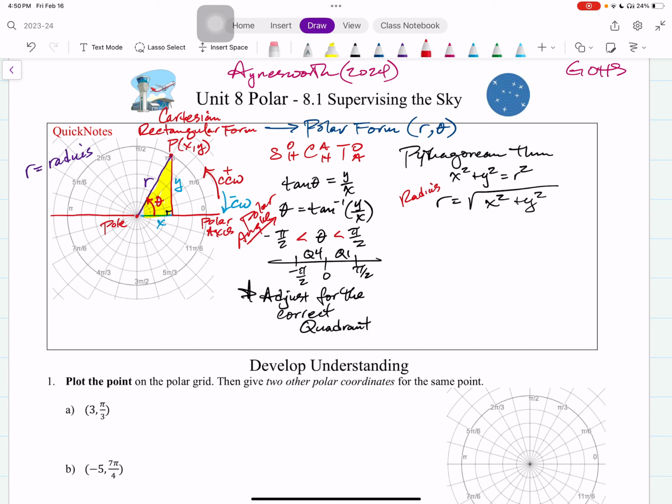And of course, given polar form, you can go back to rectangular form as well. Now, if you're going from polar to rectangular, let me make a little note here. Going the other direction, you're going to have to use your other functions. So let's talk about that. Looking at your triangle here, this is what you do if you want to convert polar back to rectangular.